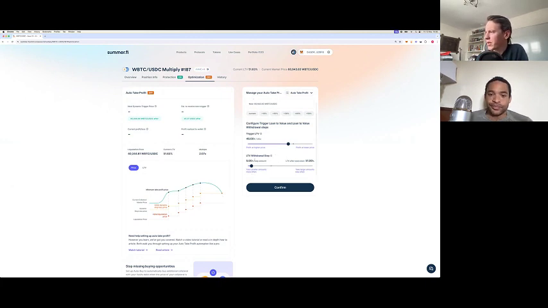So that means if you slide this to the left, you take profit at a higher price. If you move it to the right, you take profit at a lower price, generally speaking.